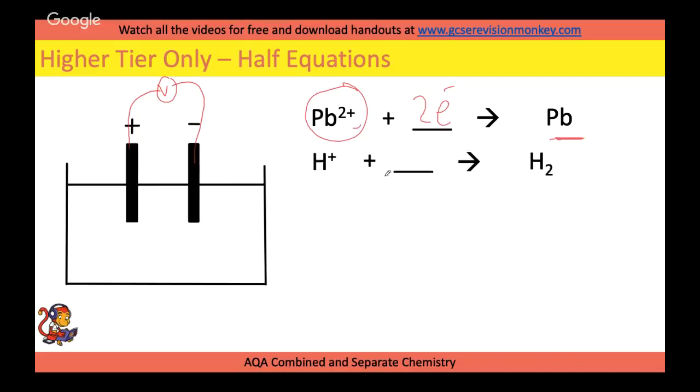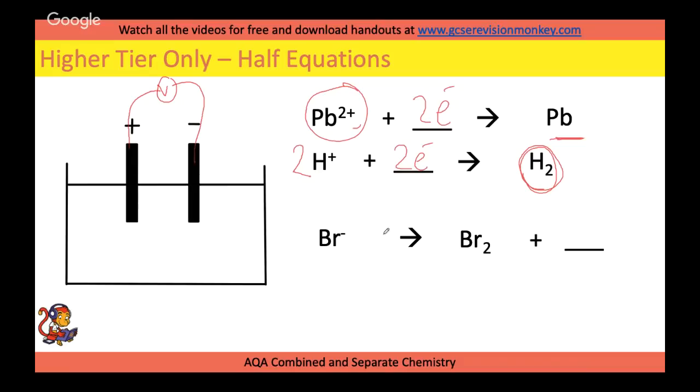If you're a hydrogen ion, you need to gain electrons. And because you go around as a hydrogen molecule, we need to balance it by saying we'd need 2 ions and therefore 2 electrons. For the negative electrode, let's take bromine as an example.